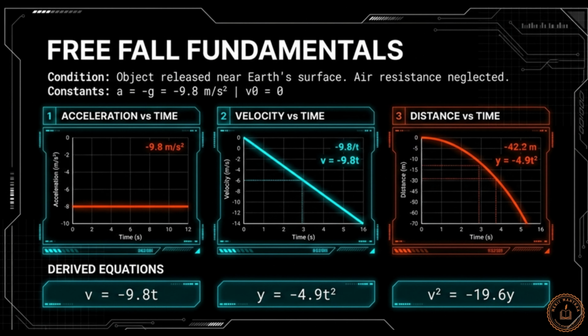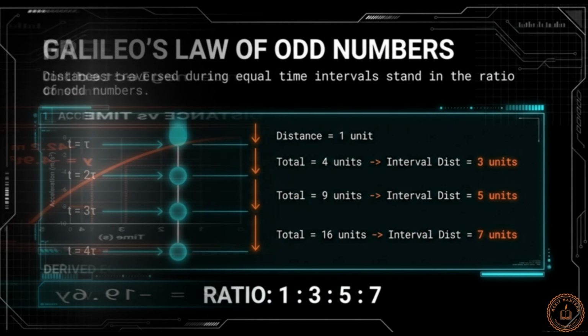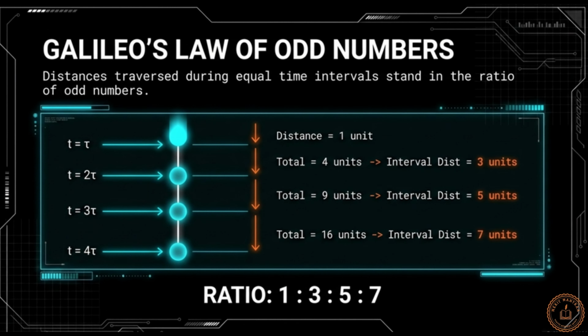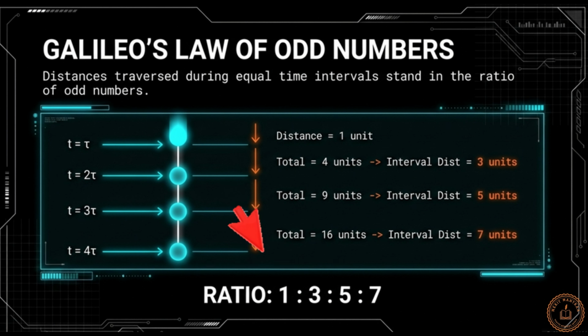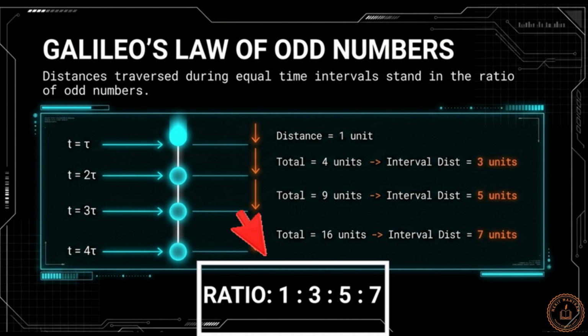And you know who was obsessed with this stuff? Galileo. He discovered something amazing, a beautiful hidden pattern in how things fall. He found that the distance an object falls in equal chunks of time, like 1 second, then the next second, then the third, follows a simple ratio of odd numbers. 1:3:5:7, and so on. Just a really elegant piece of physics right there.